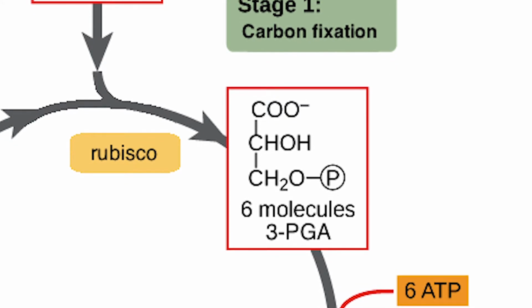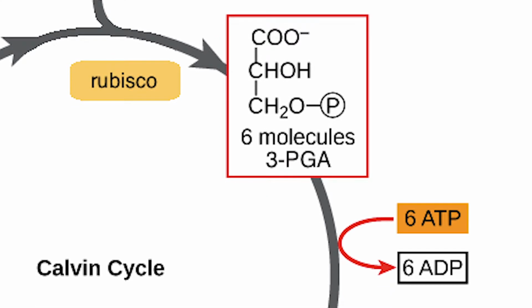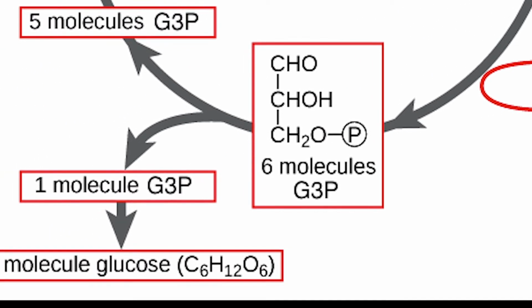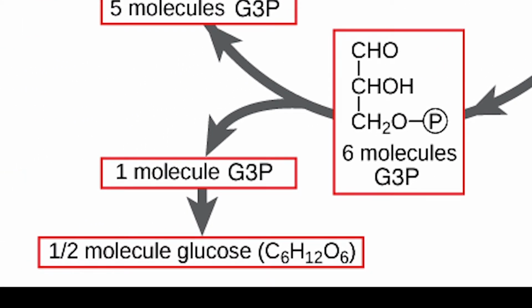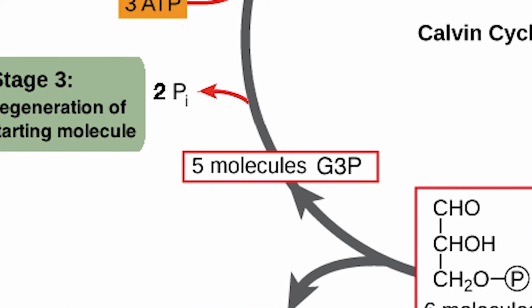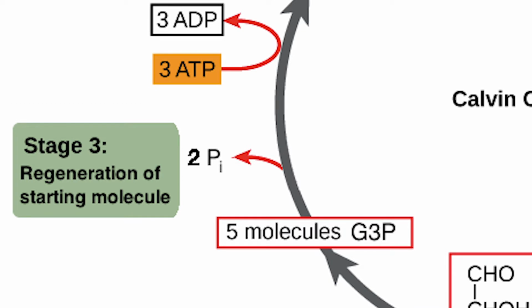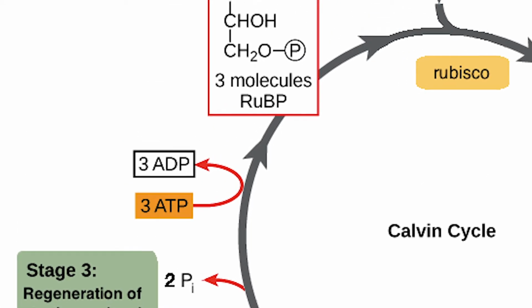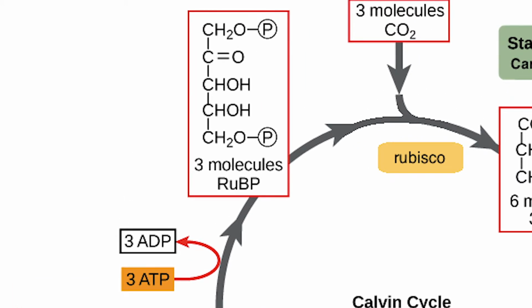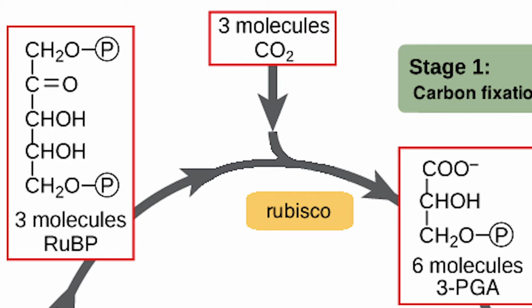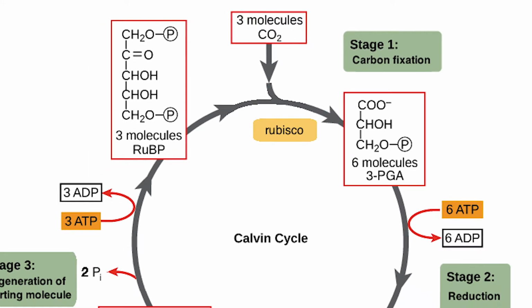The molecule is unstable and is immediately split into 2 molecules of 3-phosphoglycerate. Each molecule then receives a phosphate group from ATP and electrons from NADPH to form G3P, a sugar. However, of the 6 G3P molecules, 5 must be regenerated to form RuBP, the 5-carbon sugar used at the beginning of the cycle. Through a sequence of reactions, 3 ATP molecules are used to rearrange the G3P into RuBP, now prepared to attach a carbon dioxide molecule and continue the cycle.